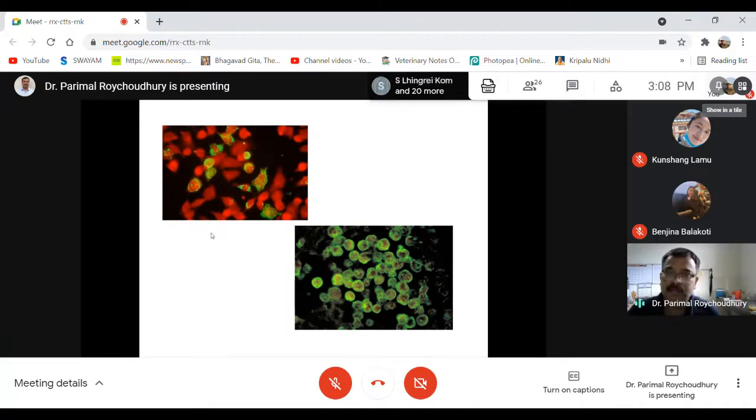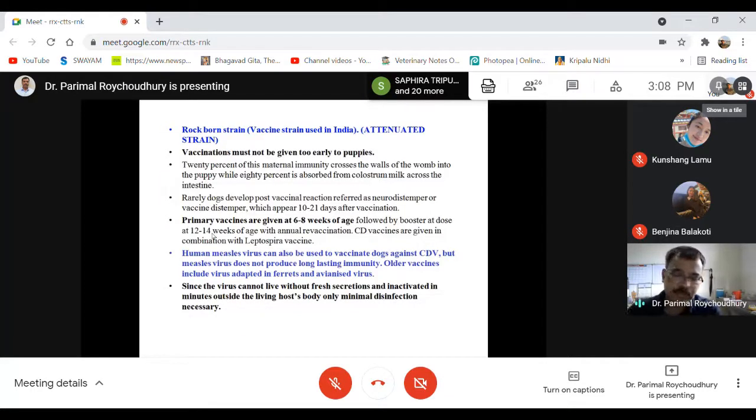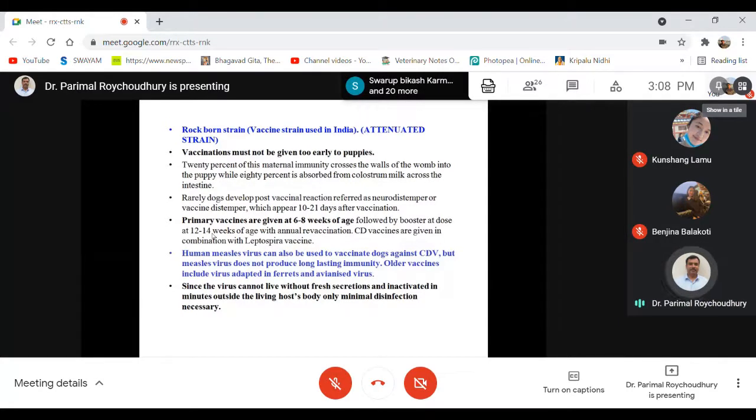So FAT is an important test because we can directly detect the presence of the virus in the cells, which is always considered to be a gold standard. Although we cannot see it by our normal light microscope, by the FAT test using a fluorescent microscope, we can detect the virus. Okay.